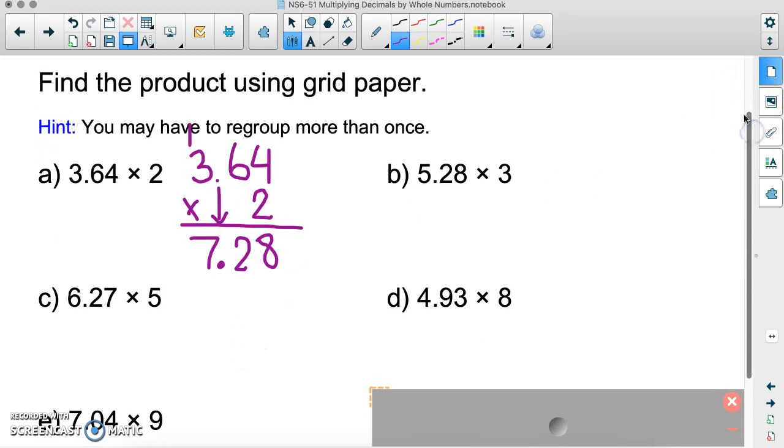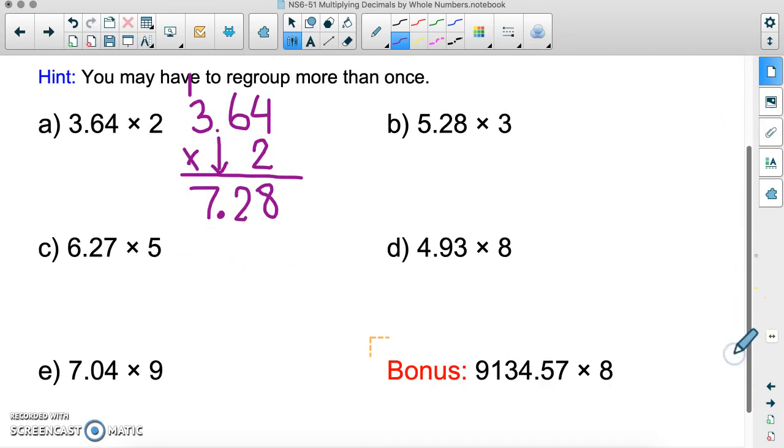Give B, C, D, and E a try on your whiteboards, and then try the bonus. Again, if you're having difficulties lining the algorithm up, you need to stop and ask for help. When you are done, you're going to resume your screencast.